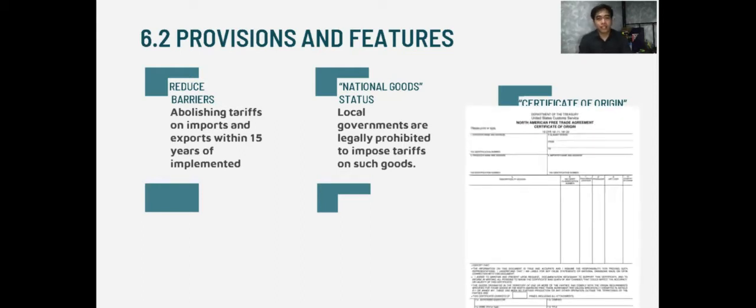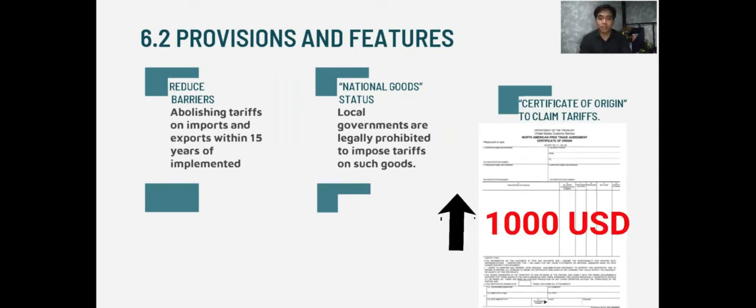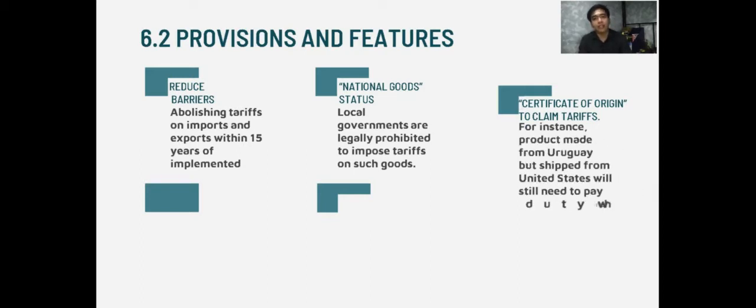The certificate must be attached to the invoice if the shipment is valued at more than $1,000. This document must be completed legibly, by print or type, and in full by the exporter to obtain the preferential tariff. The document must also be in the possession of the importer at the time of the declaration. For example, a product made in Uruguay but shipped from the United States will still have to pay duty when it enters Mexico or Canada if no certificate is applied for.